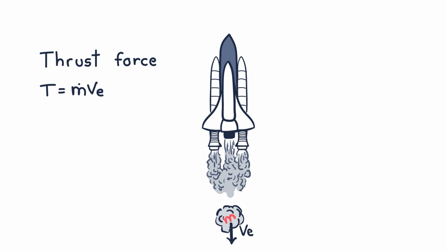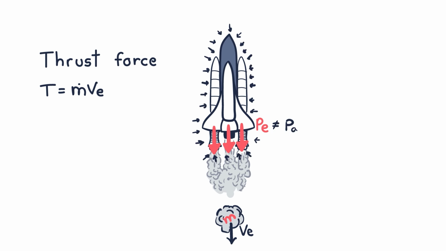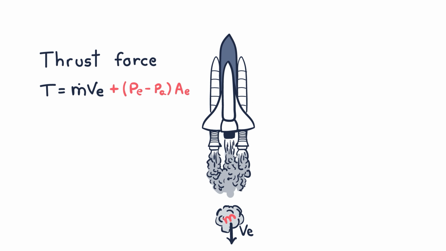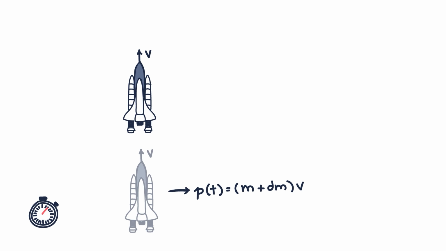For the real thrust, the pressure of the exhaust gases at the nozzle exit might differ from the ambient atmospheric pressure. This pressure difference acts across the area of the nozzle exit, effectively adding to or subtracting from the total thrust. This is why engine performance changes depending on whether you are in the atmosphere or in a vacuum. To understand the motion, we look at the rocket at a specific moment in time compared to a split second later. Initially, the rocket has a specific mass and velocity.